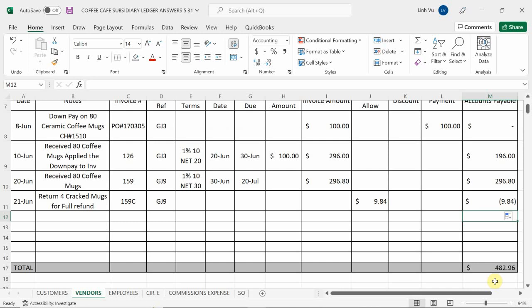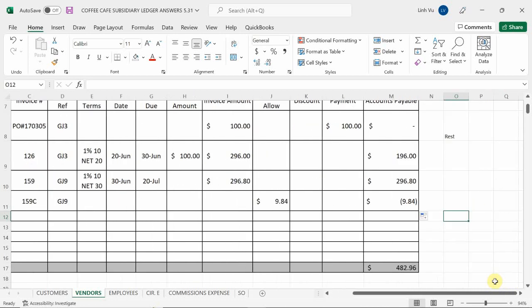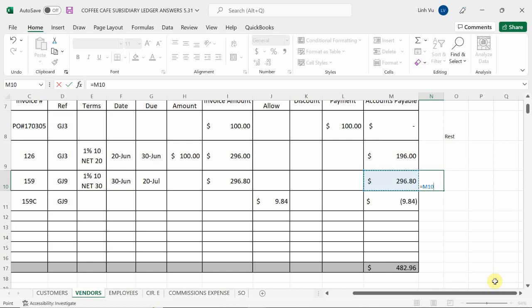That is optional if you prefer to have one. By all means, create that column for it. But in this case, I'm just going to put it on the side here, saying invoice number 159, right? I'm just going to take the actual amount that I owe, and subtract out that return to get my actual amount that I should be billed.